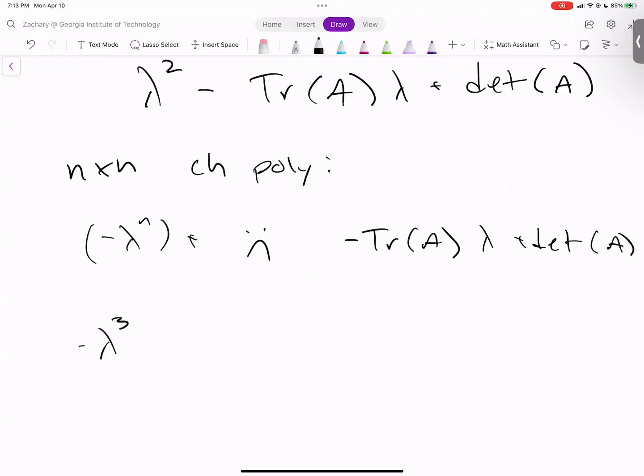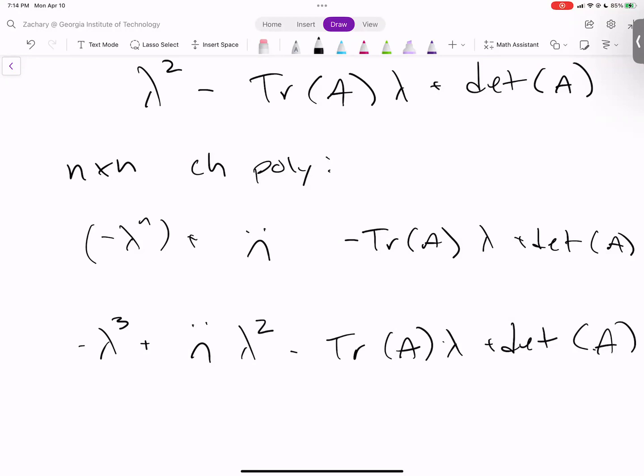So for 3 by 3, it'd be minus lambda cubed plus sad face lambda squared, because that number is not very easy, minus the trace of A times lambda plus the determinant of A. So that's a good example of, hey, this is a little bigger. This number is a big headache. But everything else comes kind of straightforward like that.